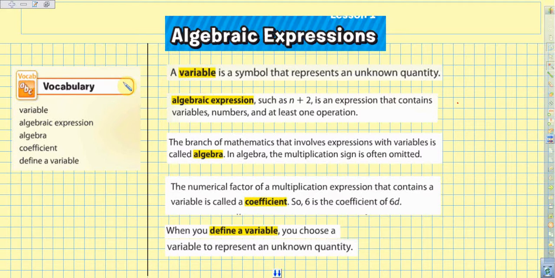Okay, welcome to the lesson on algebraic expressions. This will be our first lesson of the new year. This starts in our second booklet, so you're going to need your second booklet, Unit 3, page 349.